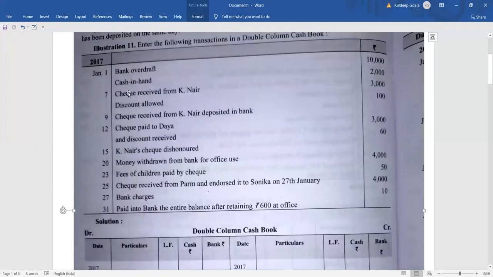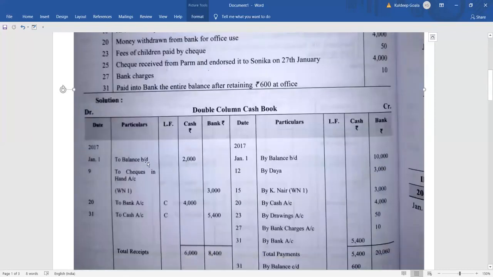So next is cash in hand. Cash in hand means we have money in our hand, so it will be obviously debit balance, so it will come in the debit side as to balance brought down 2,000 here. To balance brought down, give the date 2017 January 1, to balance brought down 2,000, right?